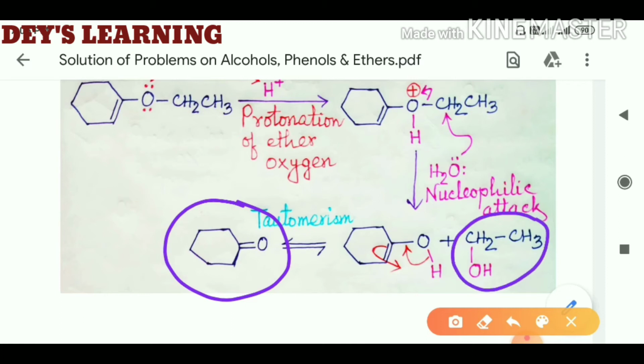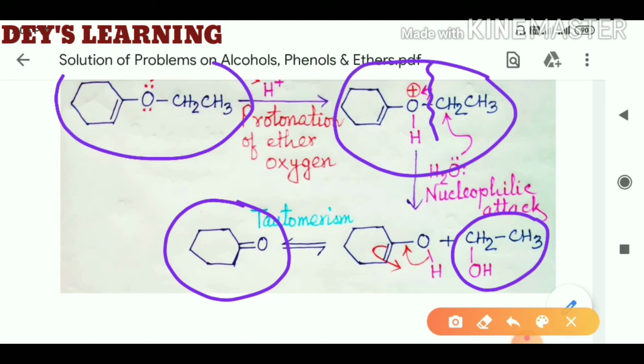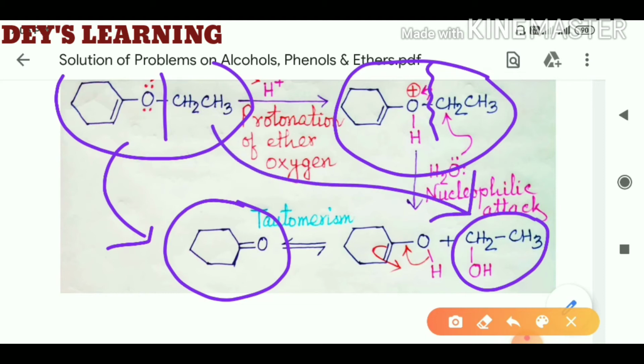So actually this bond is broken, and this substrate molecule is divided into two parts. This portion gives us the cyclohexanone molecule, and this portion gives us the ethanol molecule. So ethanol and cyclohexanone are our final products.